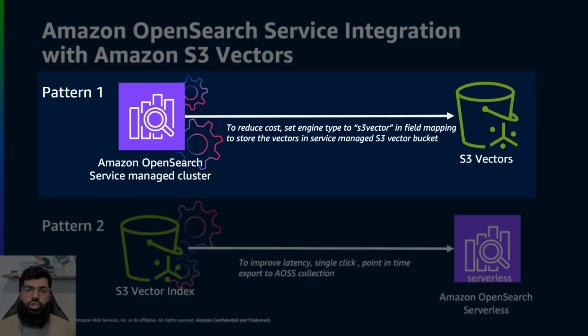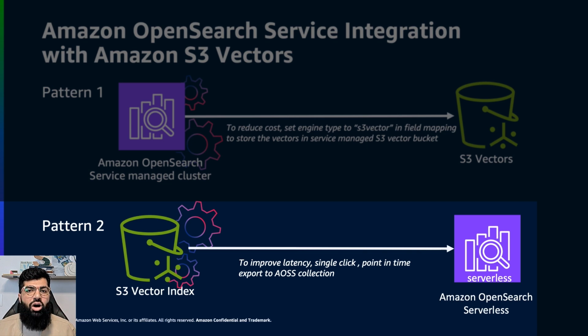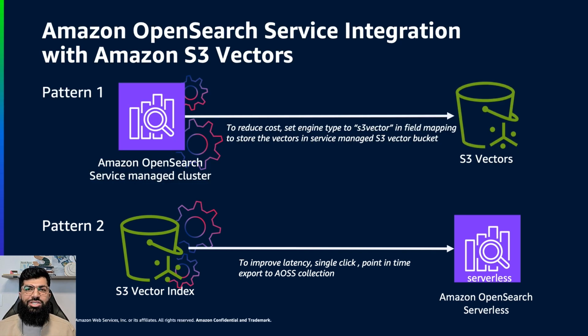Today, I'll walk you through two new integration patterns that give you unprecedented flexibility in how you store and search through vector embeddings. One, using OpenSearch Service managed clusters with S3 vectors for cost-optimized storage. And two, one-click export from S3 vectors to OpenSearch Serverless for high-performance search. By the end of this video, you'll understand how to implement both patterns and choose the right approach based on your specific requirements. Let me start by explaining what these services are and how they work together.